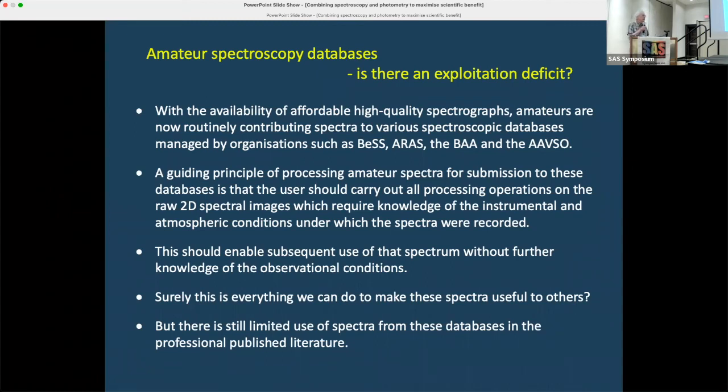But if you look at the use of these databases by professional astronomers and their use in published literature, there really is not a great deal of use yet. So I would argue there is an exploitation deficit in this area that we should perhaps look at. Next slide, please.